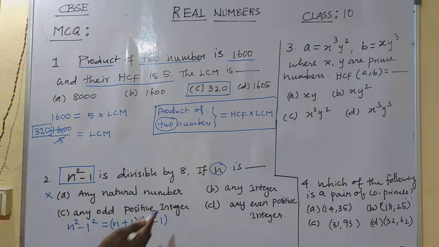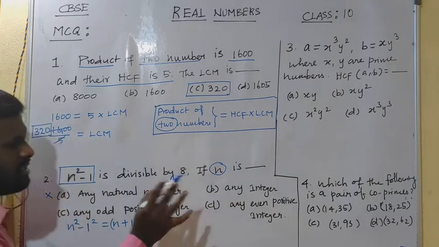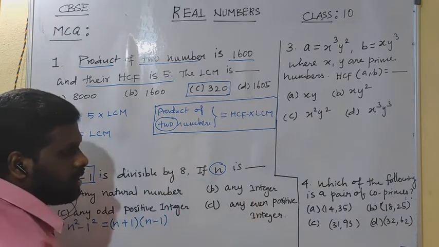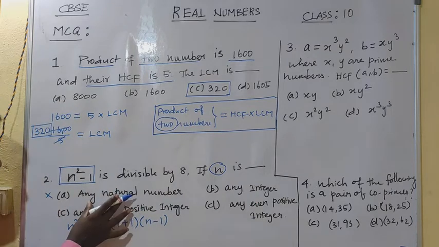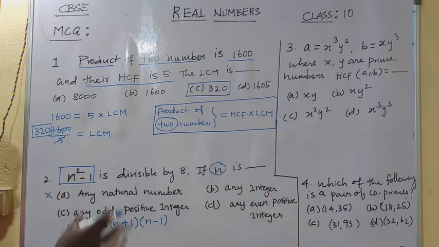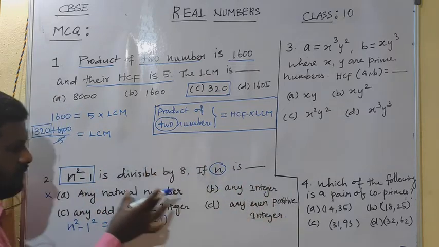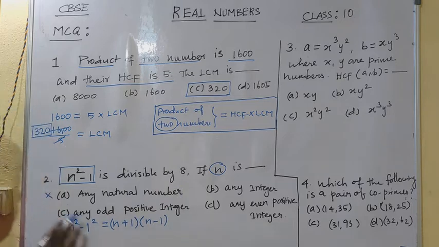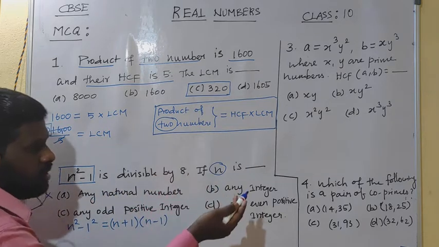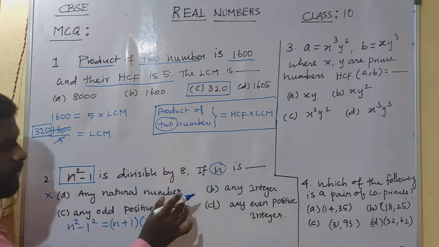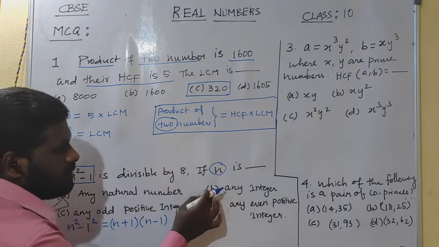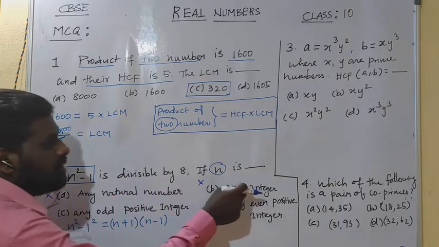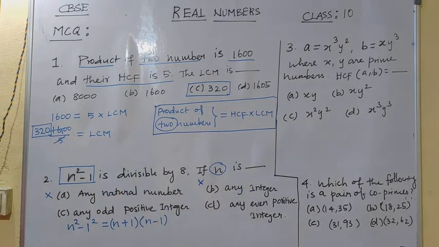Now let me go for the second option: any integer. Just listen to me. Any natural number is not an answer. Now, any integer also cannot be an answer. Why? Because a natural number is a part of the integers. So is it possible n can be any natural number? No, definitely no. Then is it possible this n can be any integer? No. Why? Because even the natural numbers will come inside of any integer. So it is not possible.